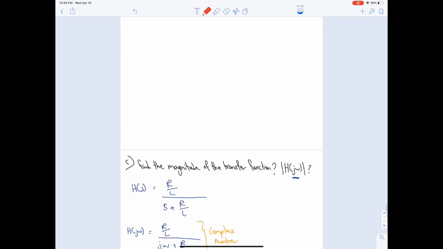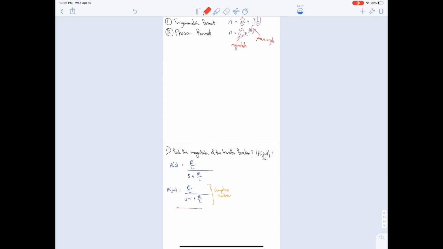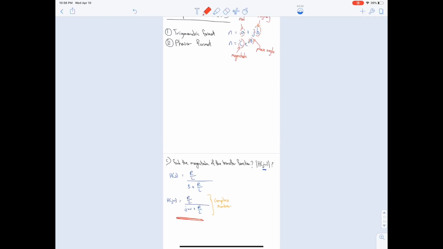So in the question here, let's go back to our question. It asked us to find the magnitude. Now, magnitude is in which form of the complex number? It's in the phasor format. However, our number is in the trigonometric format. Why is it in the trigonometric format? Because it has the basic operations: division, multiplication, addition. Okay? Now another problem that we're facing is that this form is simple compared to this form. We need to find a workaround to solve this question.